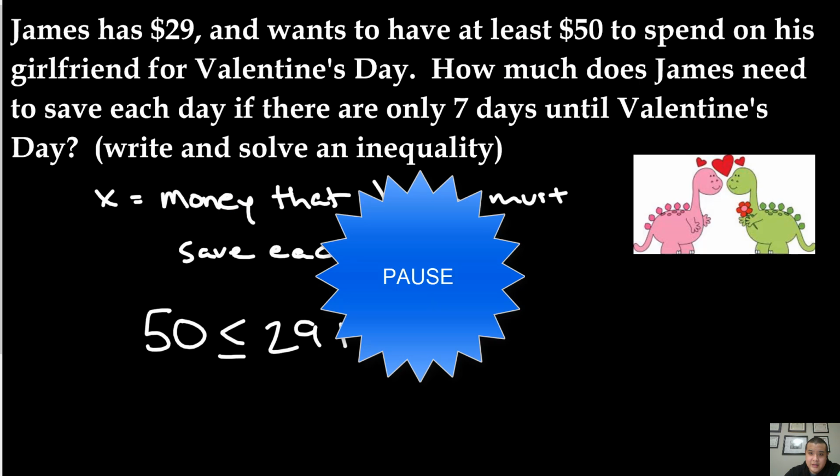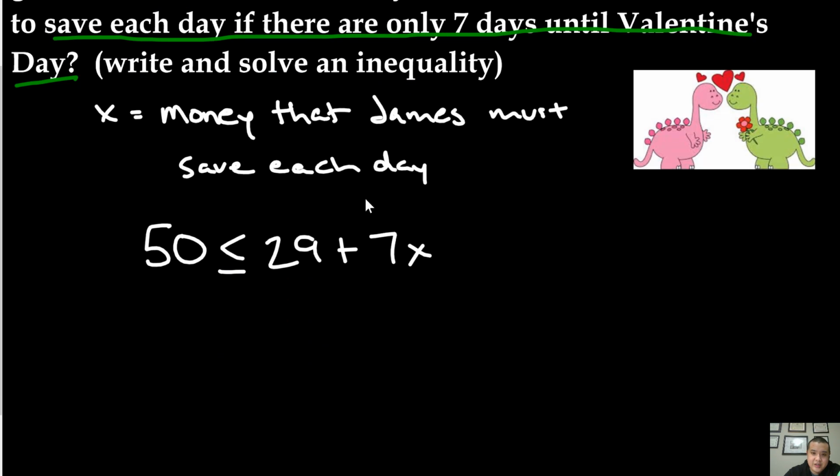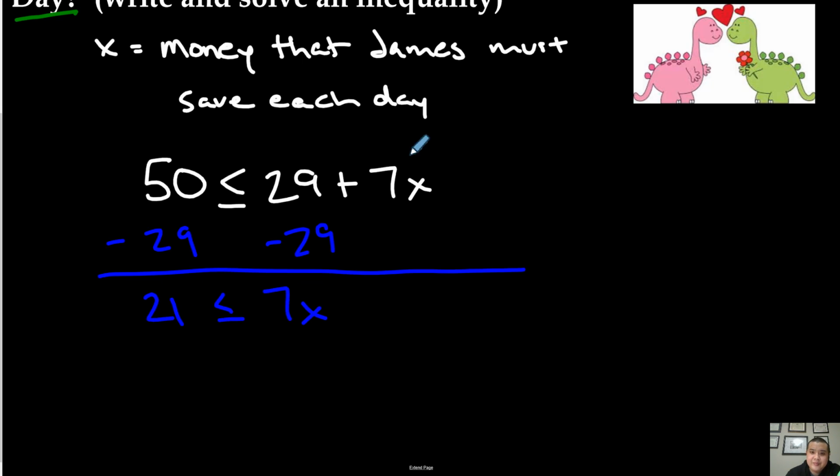What you should have found is that x equals the money that he needs to save each day, if there are only 7 days left until Valentine's Day. Okay, the constant is the $29 that he already has, and he wants to save at least $50, which means he's allowed to save up more than $50, but he can save just $50 as well. So that's why we're going to use the or equal to sign. So we're going to subtract 29 from both sides, and when we do that, we get 21 is less than or equal to 7x.